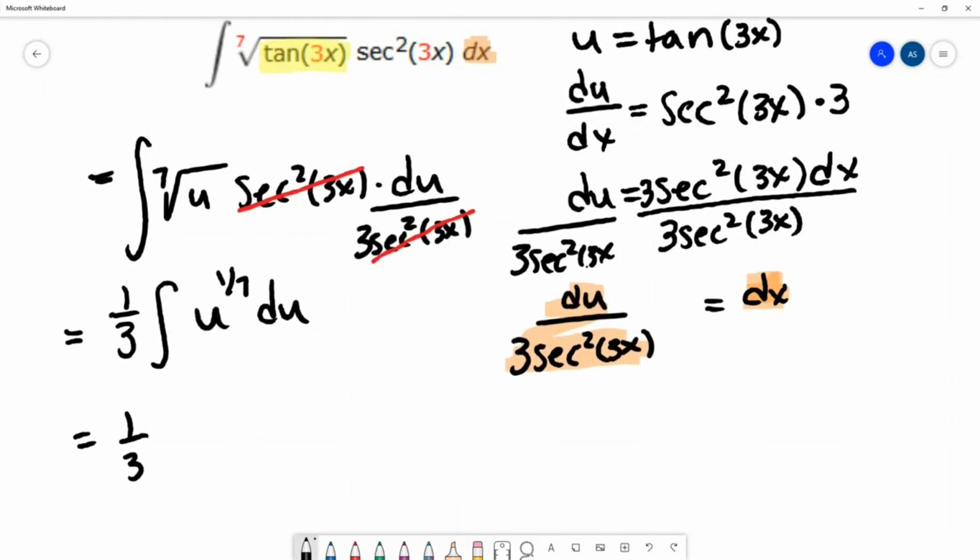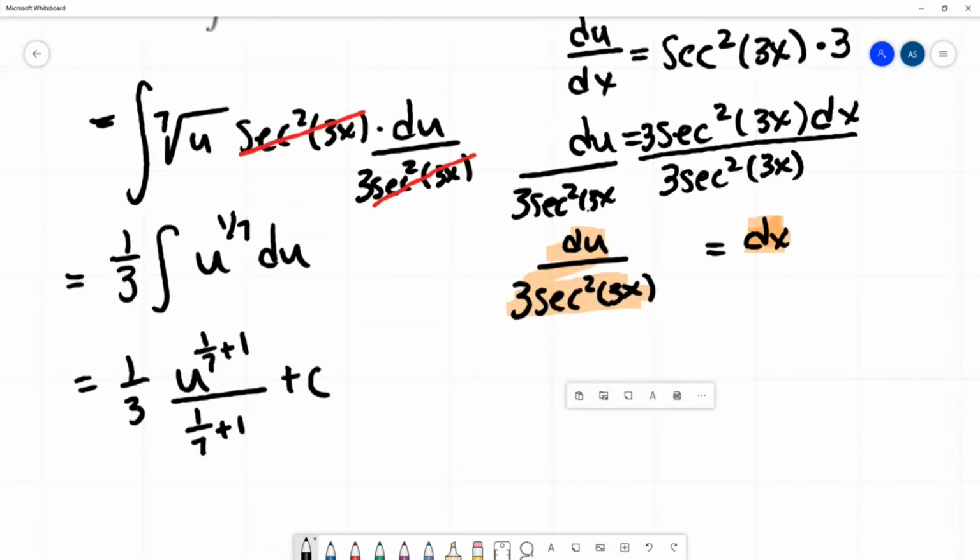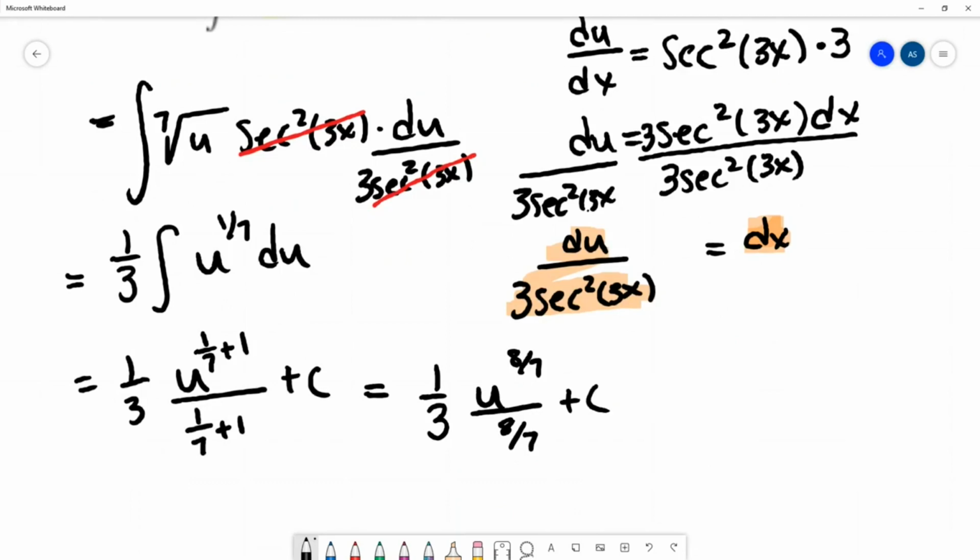So we add 1 to the power, 1/7 plus 1, and divide by that new power, 1/7 plus 1, plus our constant of integration. So this gives 1/3 u to the 8/7 over 8/7 plus c, multiplied by the reciprocal, giving us 7 over 24 u to the 8/7 plus c.